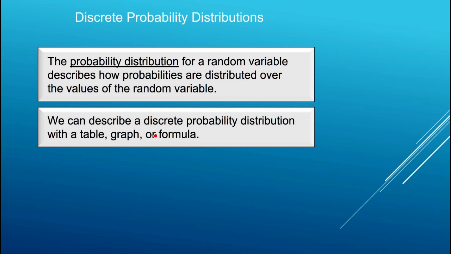We can describe a discrete probability distribution with either a table, a graph, or a formula. When we talk about discrete random variables and empirical probability distributions, we're not talking about the type of random variable that can be described with a formula yet. The first case of a distribution for a variable that can be described with a formula that we're going to cover in this class is going to be the binomial distribution. So in this slideshow, we're going to focus on tables and graphs.